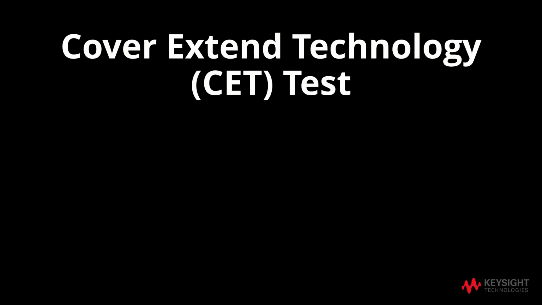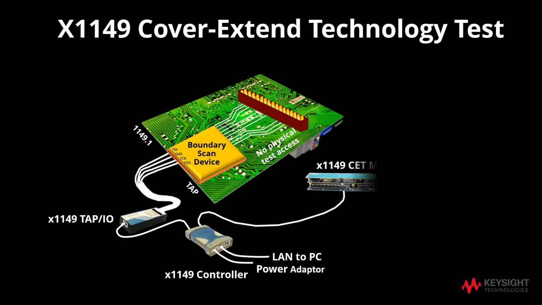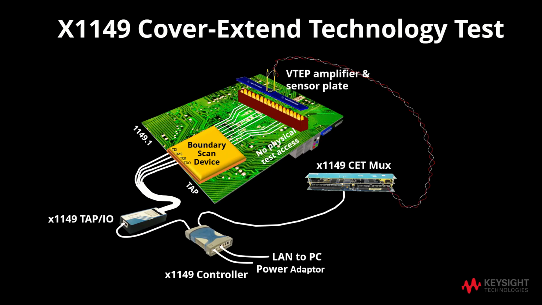Cover Extend Technology Test uses on-board boundary scan devices to drive pulse into the device under test, DUT, for the vectorless test. Enhanced probe sensor plates capacitively pick up and detect any defects. After the VTAP sensor is placed on top of the non-boundary device, the pulse is delivered via a boundary scan device. The pulses will travel from the controller to x1149 tap.